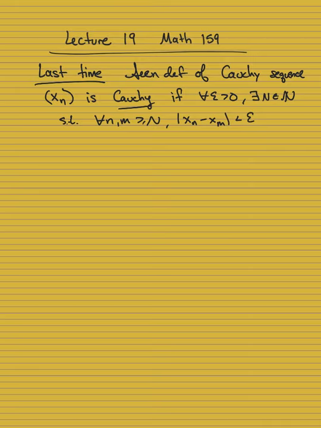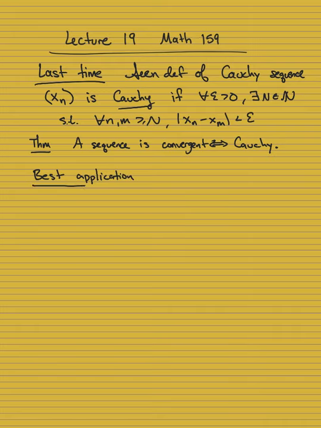Okay? And then the main theorem that we showed was that a sequence was convergent if and only if it was Cauchy. So convergent if and only if Cauchy. Okay? And I guess I showed one way and then the other way is on the homework. So let me give you now kind of the best application of this. There's a lot of applications of this idea. I'm not sure if this one is actually the best, but we get to see it immediately, and it's quite useful. Okay? So let me give another definition.